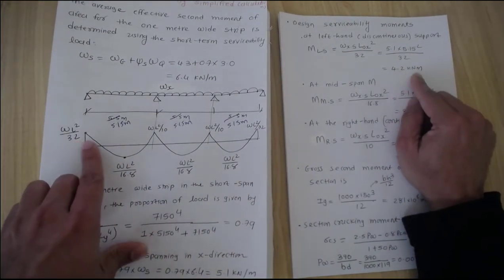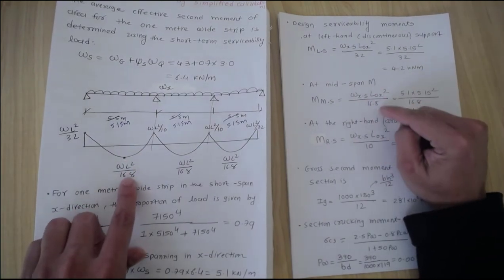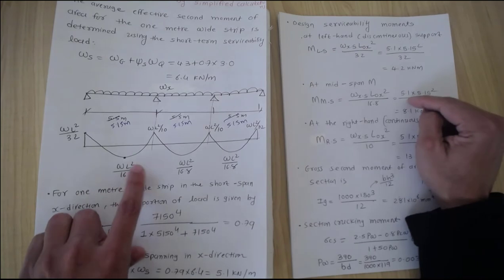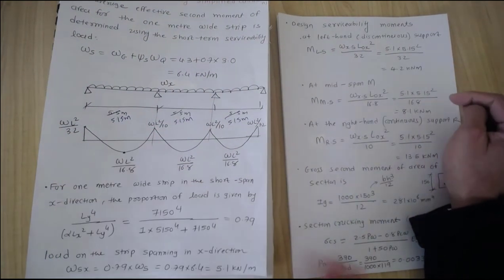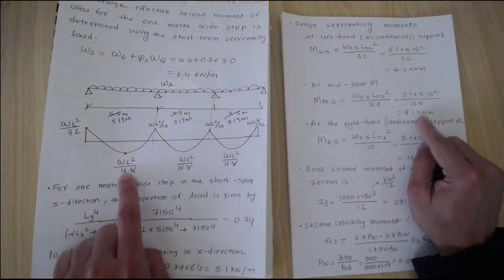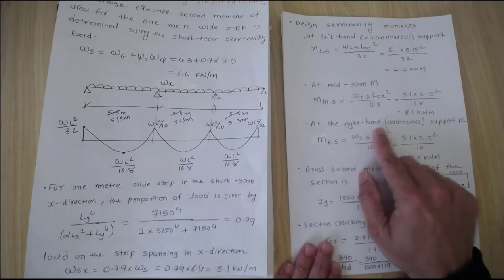That gives me the moment here, 4.2 kilonewton meters. At the midspan, it will be WL square over 16.8. So substitute again 5.1 times the length 5.15 square over 16.5. It gives me the moment here, 8.1 kilonewton meters. It's just the bending moment diagram, structural analysis. At the right hand, continuous support.